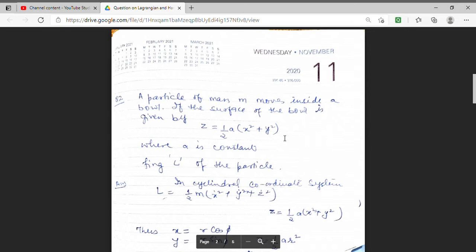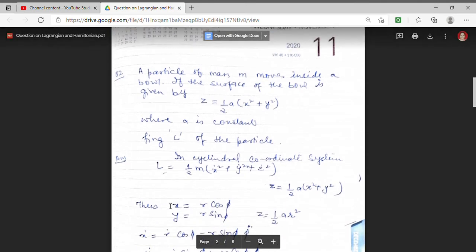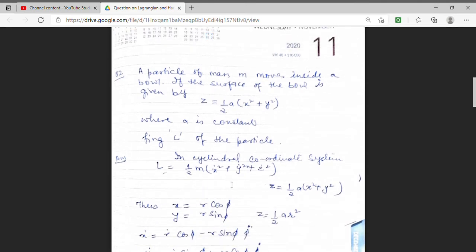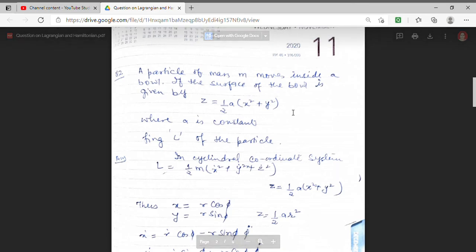As we are given a particle inside a bowl, it will be cylindrical in shape. So we have to use a cylindrical coordinate system, which is a three-dimensional view. So we have the Lagrangian expressed as half m (x dot square plus y dot square plus z dot square). The value of z is given in our problem.